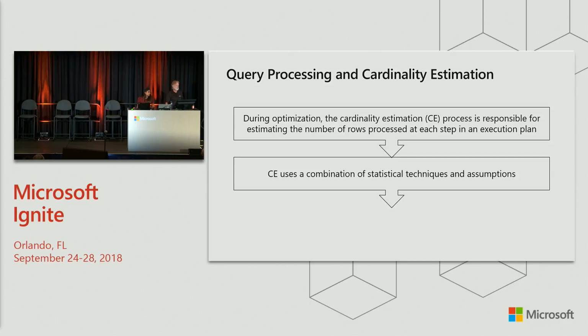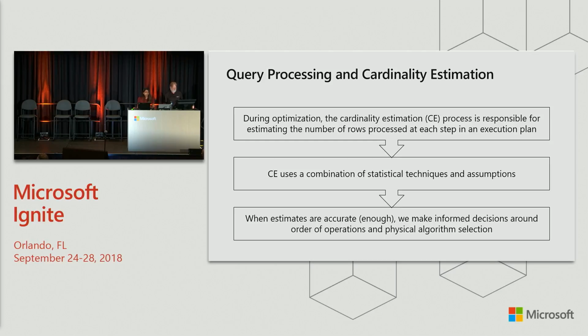And then there are assumptions. So for certain constructs, we don't have knowledge of exactly how many rows are going to be flowing. So we make assumptions. Some of them are good. Some of them are not so good. And part of this work is fixing some of those where the assumptions are not really as valid as they might be. When estimates are accurate enough, we make good decisions about order of operations and physical algorithms. So we get the right plan, and you get your data back fast.